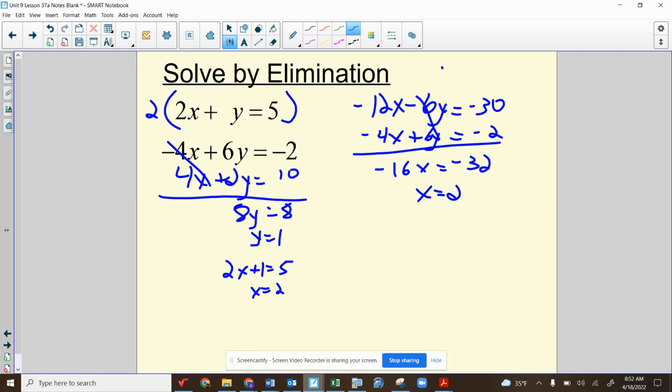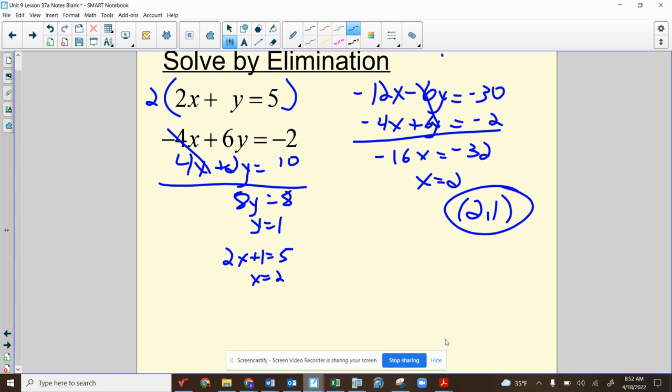Okay, so no matter how you end up doing that, whether you do it by substitution on the previous page or by elimination here, you'll get the same answer. Okay, let me show you how to do this with matrices.